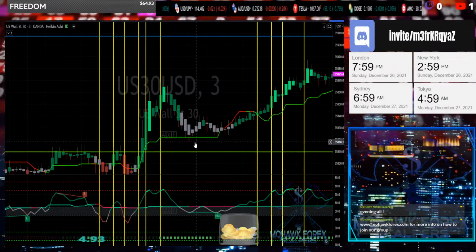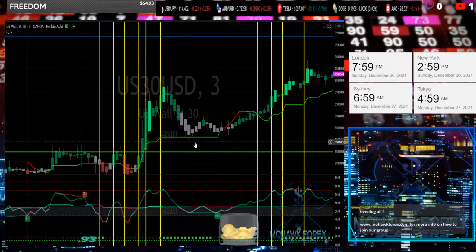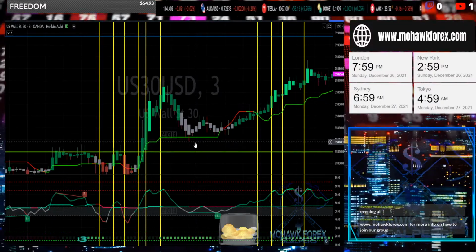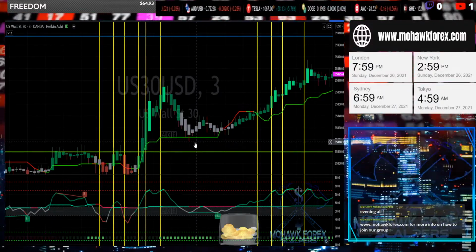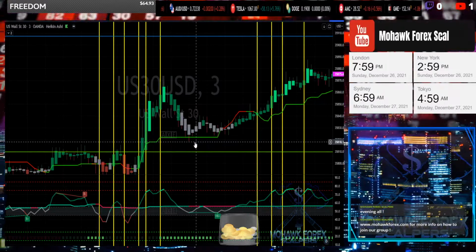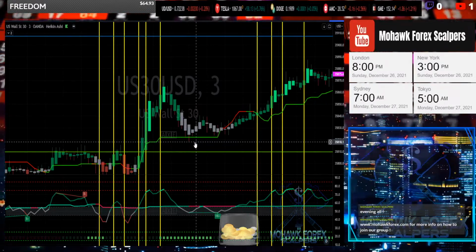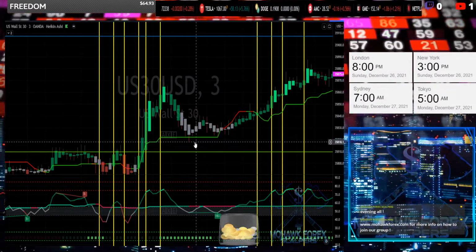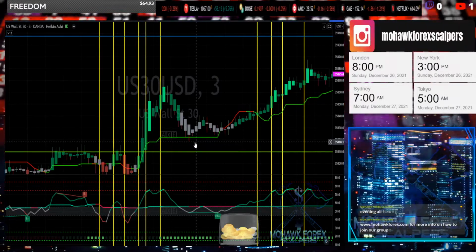And like I tell everyone in the group, to me, the longer you're in a trade, the more risk you expose yourself to, no matter what you've set your stop loss to, no matter what system you've got. The quicker you can get out of the market with some money, the better it is. And that's just the simple fact.